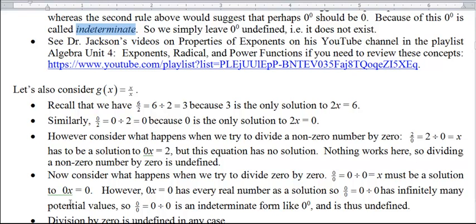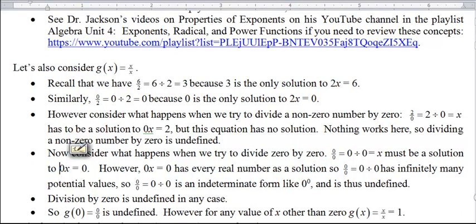So this is also an indeterminate form like 0 to the 0 power was. And so once again, it's undefined, kind of for the opposite reason that 2 divided by 0 is undefined. 2 divided by 0 is undefined because there's no solution to this related multiplication problem, missing factor problem. And 0 divided by 0 is undefined because there are infinitely many solutions to that. In fact, anything works. So in either case, division by 0 is undefined.